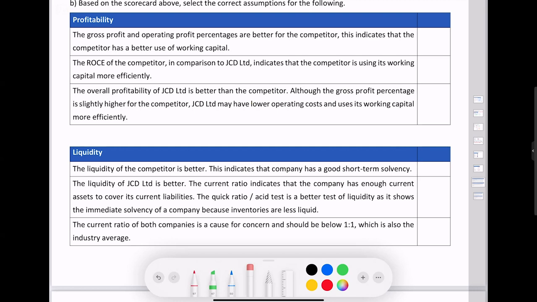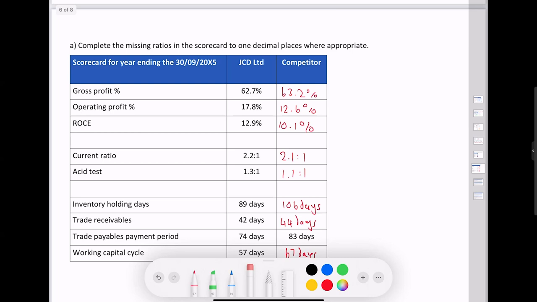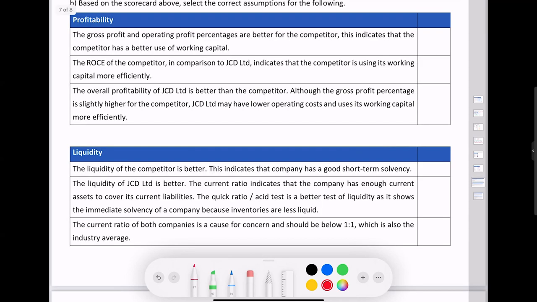It then says the return on capital employed of the competitor in comparison to JCD Limited indicates that the competitor is using its working capital more effectively. So let's go and have a look at the return on capital employed. Actually, as we can see, the return on capital employed for the competitor is lower at 10.1% than it is for JCD Limited, which is 12.9%. Just underline that for you there. So the return on capital employed is actually lower, and therefore that would also be incorrect.